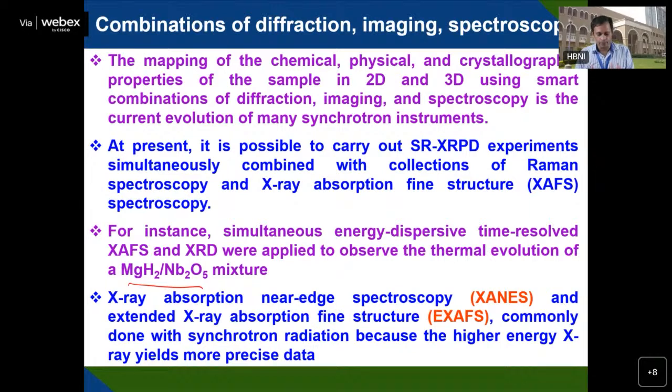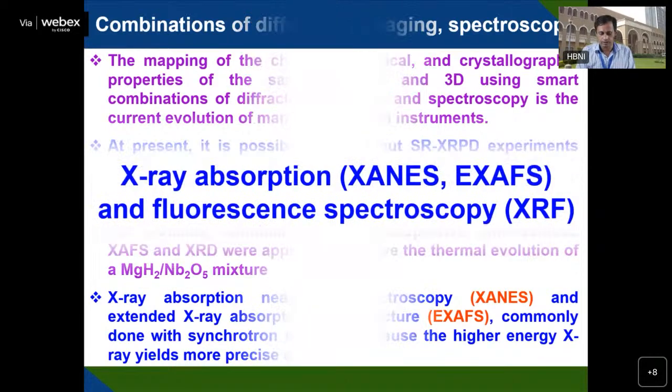One example is X-ray absorption near-edge spectroscopy, which we'll discuss now. In X-ray absorption spectroscopy, X-rays get absorbed, and during that absorption a photoelectron comes out, and how that electron interacts with the surrounding atoms is the main basis of X-ray absorption spectroscopy. There we have X-ray absorption near-edge spectroscopy and extended X-ray absorption fine structure. This type of in-depth analysis can be done using synchrotron-based radiation.